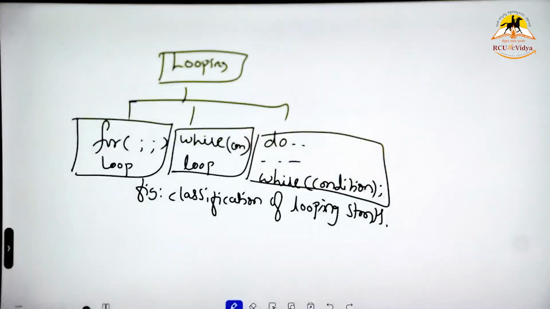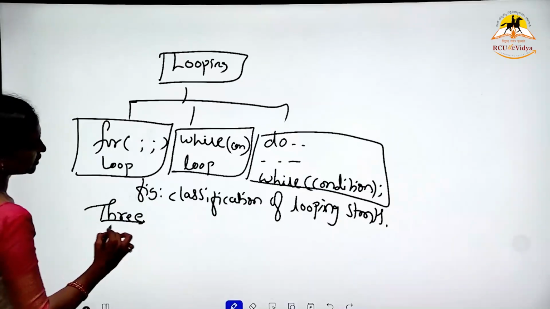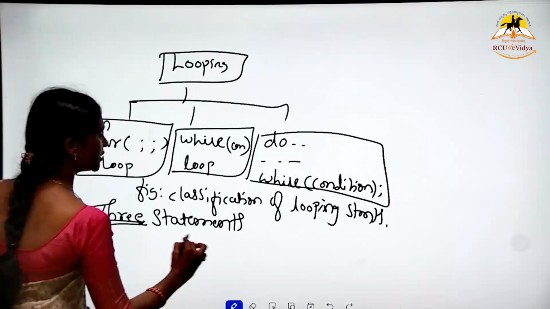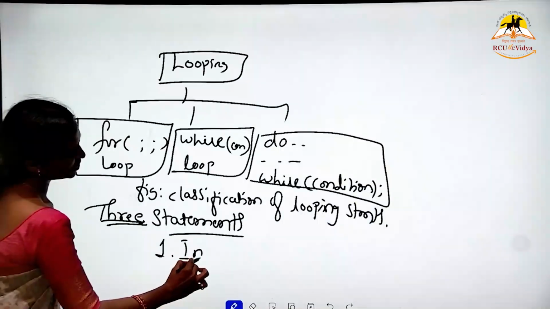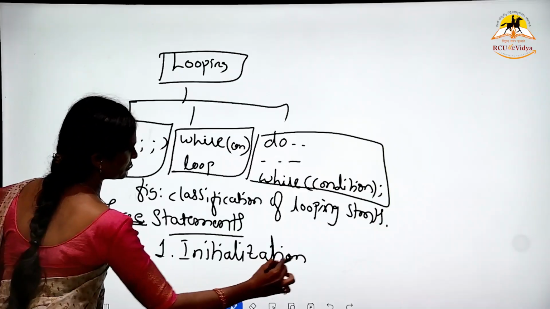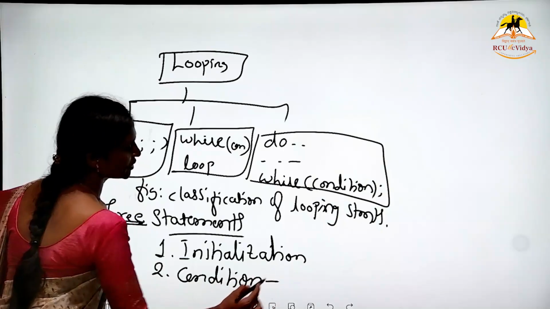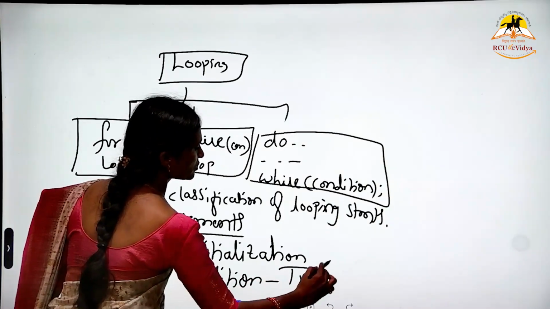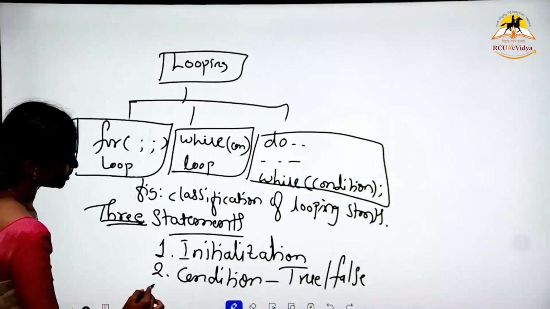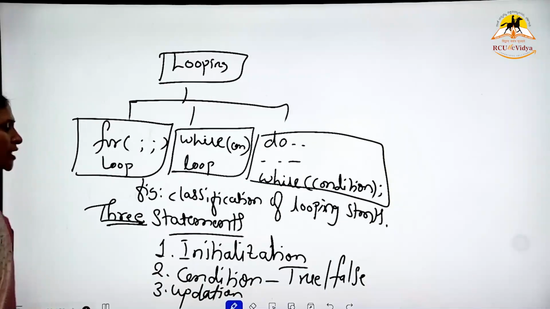For any looping, you must remember that it must contain three statements. One, initialization. Second, condition. Based on this condition, it may be true or false, and based on that, the statement will execute. And the third one is updation. Any looping must contain this.